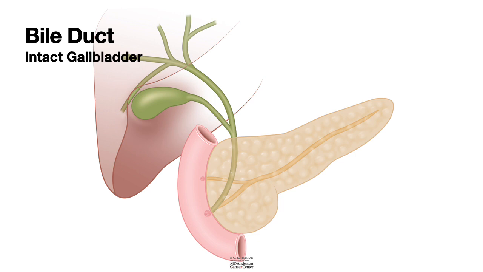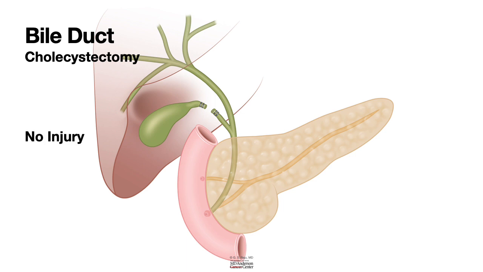Here is a gallbladder with normal bile ducts, and one of the common reasons for bile duct stricture is related to surgery to the gallbladder. Here, the patient underwent cholecystectomy and the surgery went well. There was no injury to the bile duct, and that means no stricture.